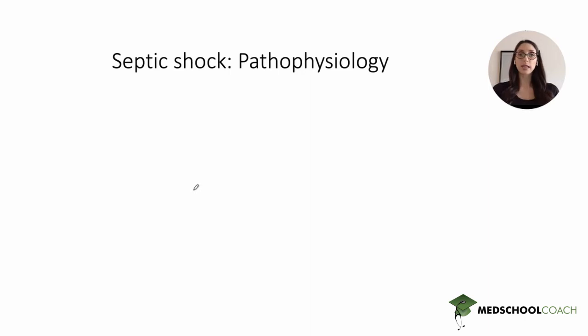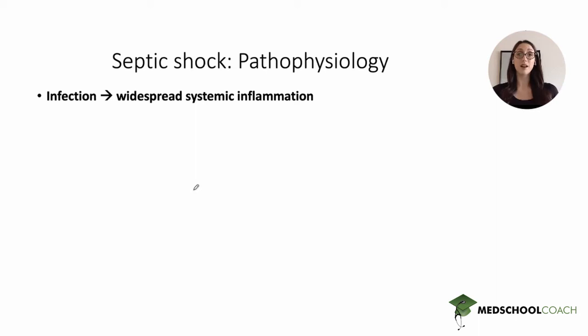So taking a step back, septic shock occurs when you have an infection, and it can be a local infection. It can be localized to the bladder, it can be localized to the lungs, it can be in the blood, it can be anywhere. It doesn't have to be a widespread infection. But this local infection leads to widespread systemic inflammation in the entire body. So this is the big picture principle of what occurs in septic shock. So infection leading to widespread systemic inflammation.